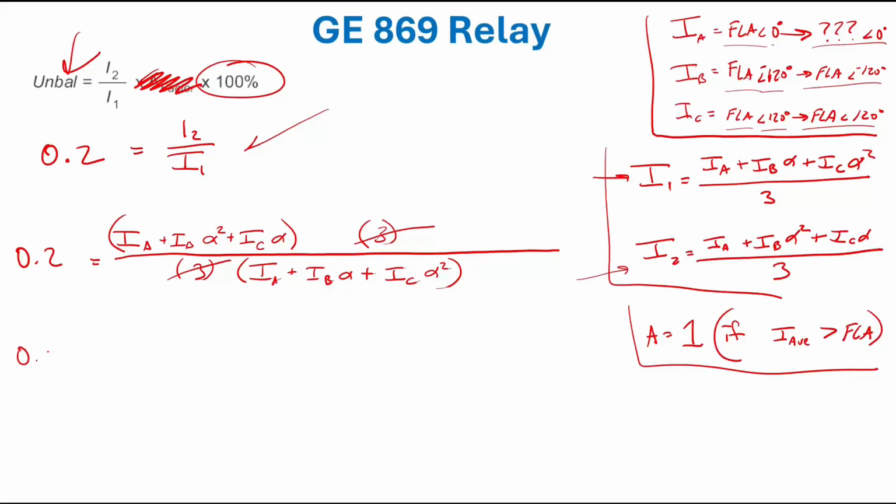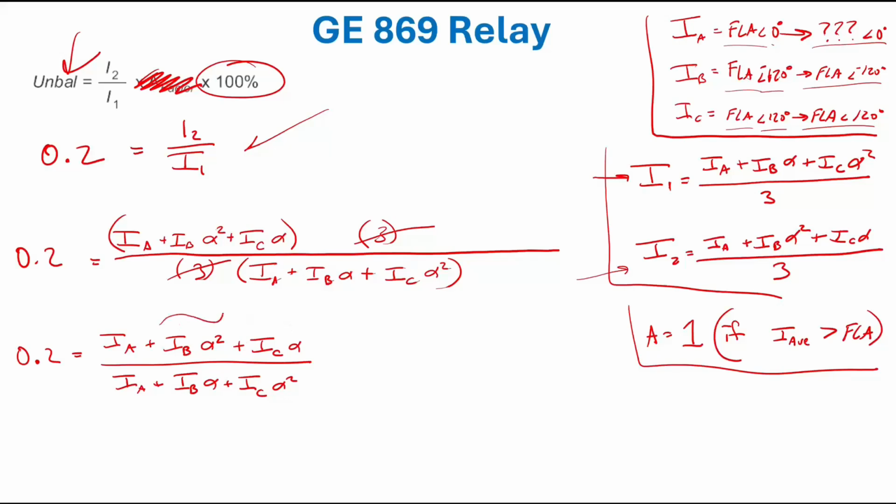So we're going to do 0.2, and I'm just going to leave it here. IA, I'm just going to rewrite this, plus IB alpha squared plus IC alpha, divided by IA plus IB alpha plus IC alpha squared. Now, let's think about this for a second, because we know what some of this right here is, and this right here. So we can simplify this formula even more, just giving a little bit of thought to it.